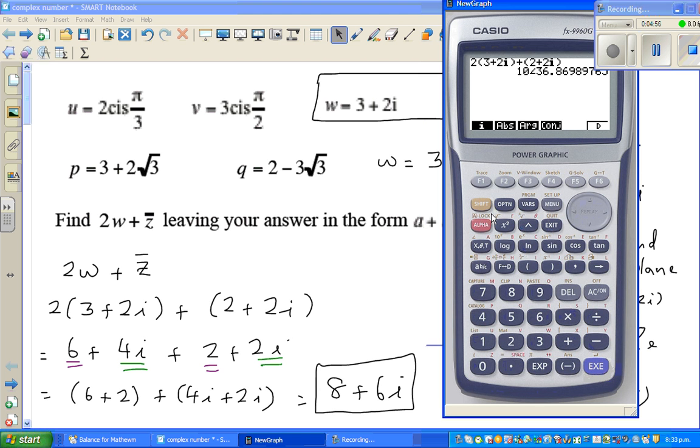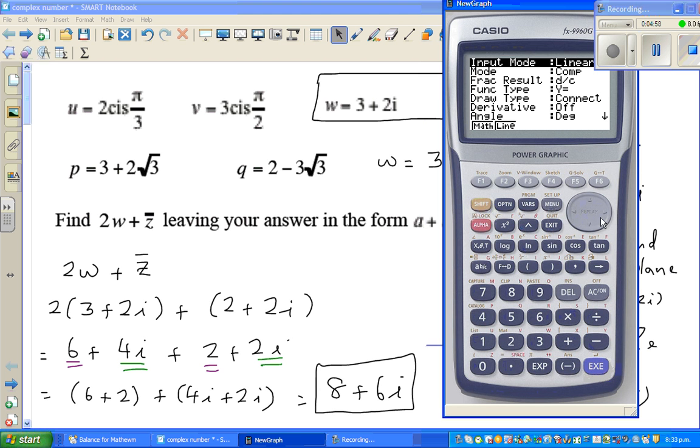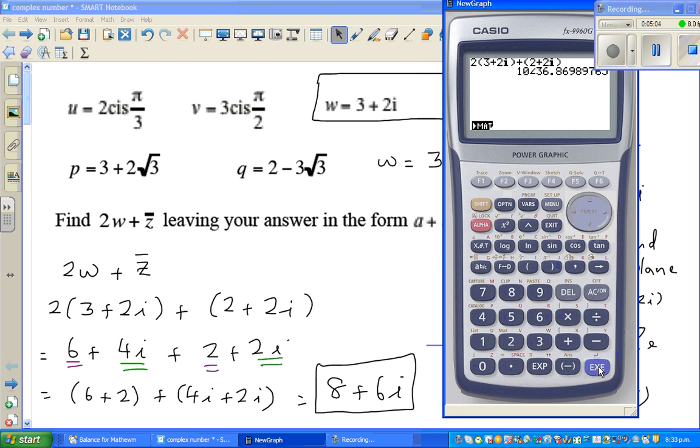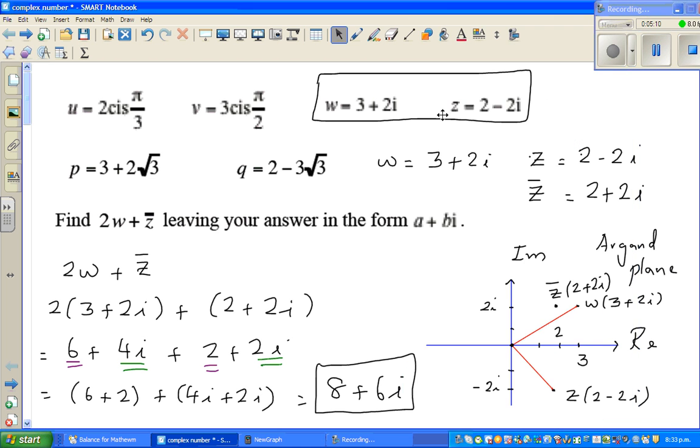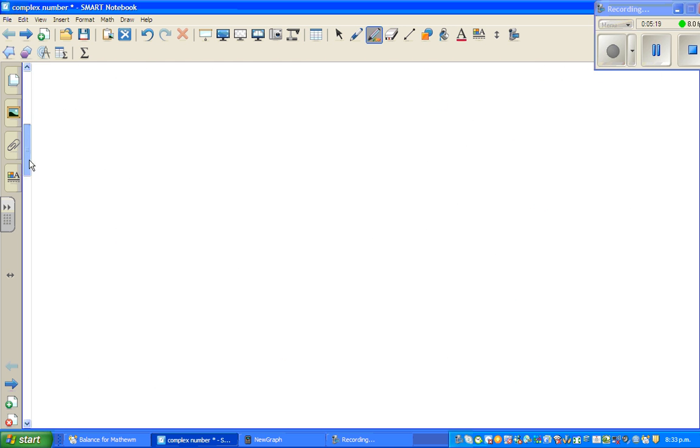Oh, I have to change the format. Go back, I want this in the a plus bi form. Okay, so here is the answer, 8 plus 6i. So the answer is correct. And you can be happy and give yourself a smiley face. This is only an Achieved question, so you can't give any more smiley faces.